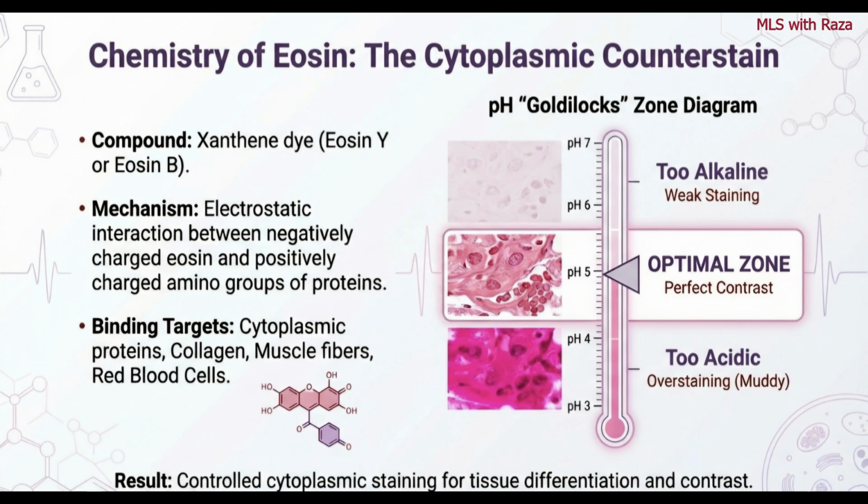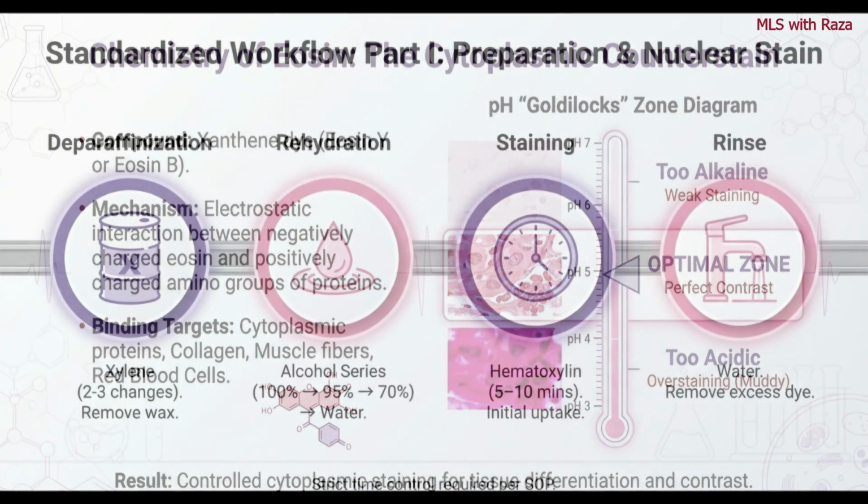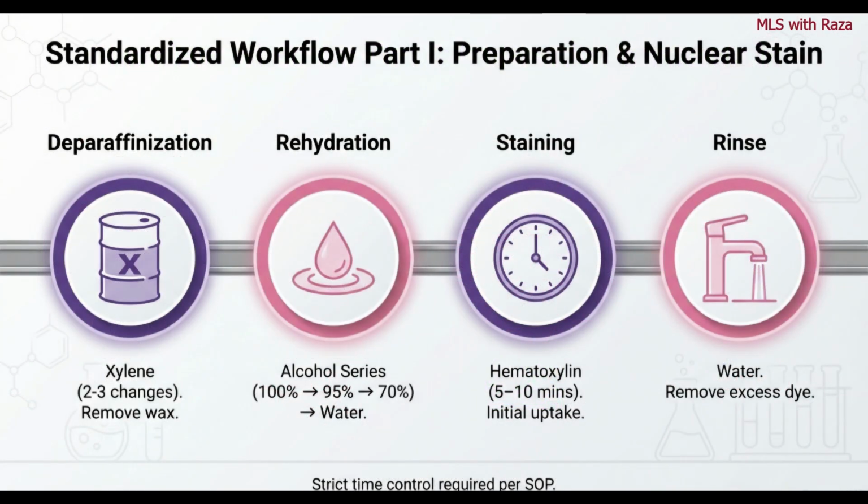Okay, now for the counterstain, eosin. Its chemistry is just as precise, and for eosin, it all comes down to pH. It has this Goldilocks zone where the pH has to be just right. If the solution is too alkaline, the staining is weak, washed out. If it's too acidic, you get this muddy, overstained mess. The sweet spot, the optimal zone for perfect contrast, is this really narrow window between pH 4.5 and 5.0. And keeping it in that range is absolutely critical for highlighting the cytoplasm, the proteins, and the collagen in just the right way.